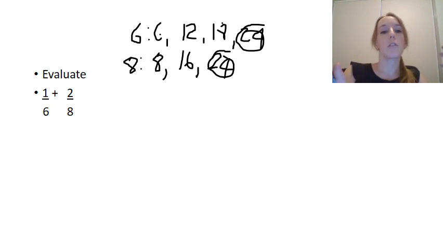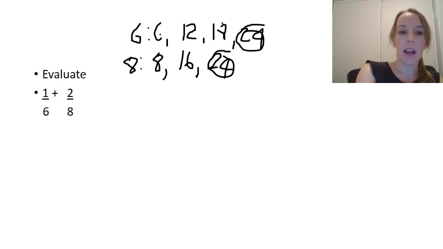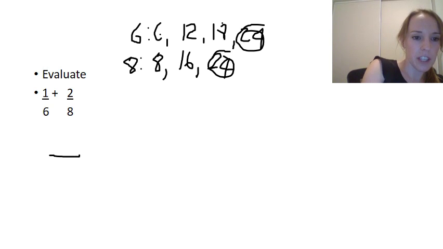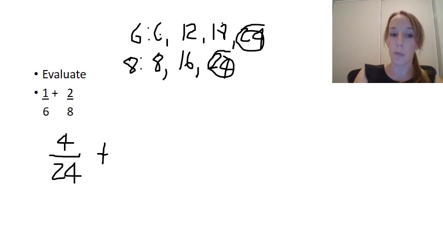Then we have to write equivalent fractions with a denominator of 24 for each. We have to change our 1/6 into 24ths. To do that, we multiply 6 by 4. 6 times 4 will give us our denominator of 24. 1 times 4 will give us our numerator of 4. Because remember, whatever we do to our denominator, we have to do to our numerator.